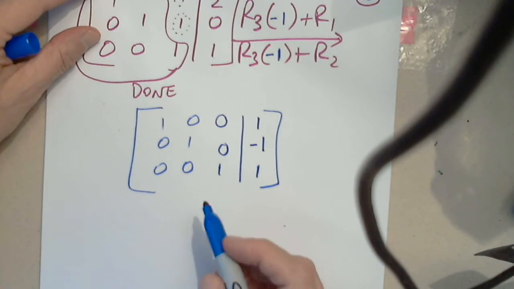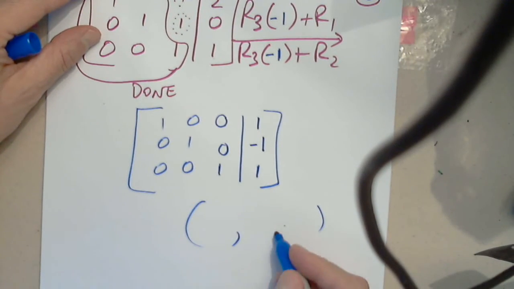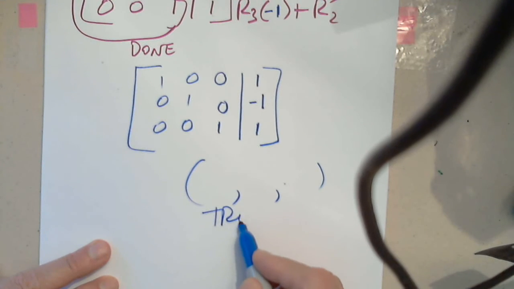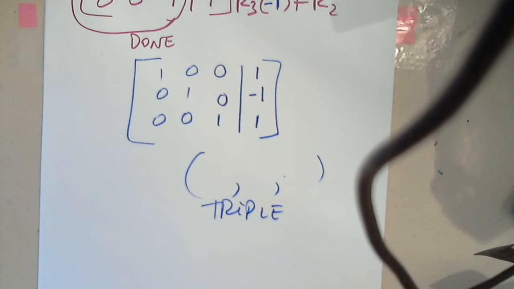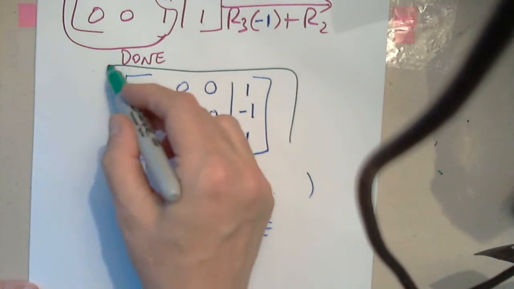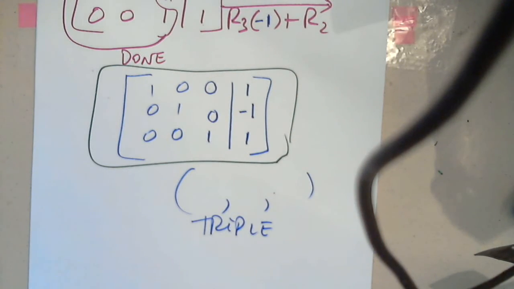Can anyone give us the solution? This time it is a triple, not an ordered pair. Why? Because we have x, y, and z. It's not x comma y, but x comma y comma z. Can anyone from here read the solution of the system? We have no idea whether it's true or not. We assume we didn't make a mistake. We hope we didn't make a mistake.